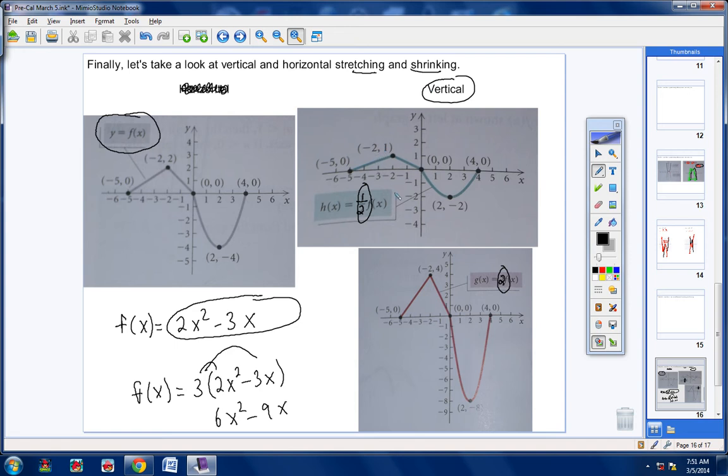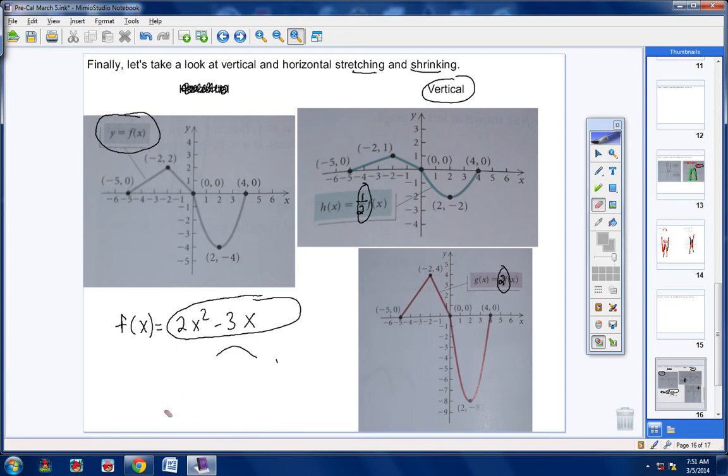That's when you have a vertical stretch or shrink. Do you see the difference? If not, pause the video and go back and look at your notes from the horizontal stretching and shrinking. Horizontal is when you multiply a number directly to the x, like this. It's very important you understand this, guys.